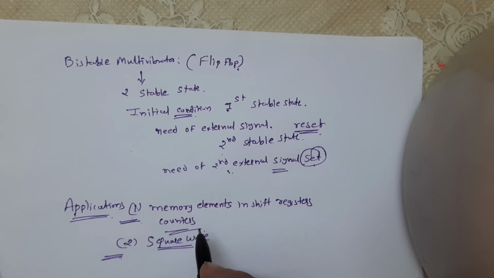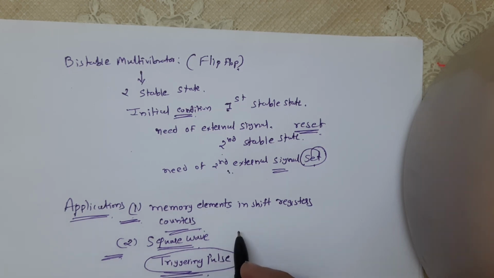It is used to generate a square wave of symmetrical shape by sending regular triggering pulses to the input, by adjusting the frequency of the input trigger pulse. By adjusting the triggering pulse, we can change the value of the square wave. That means the width of the square wave can be changed.